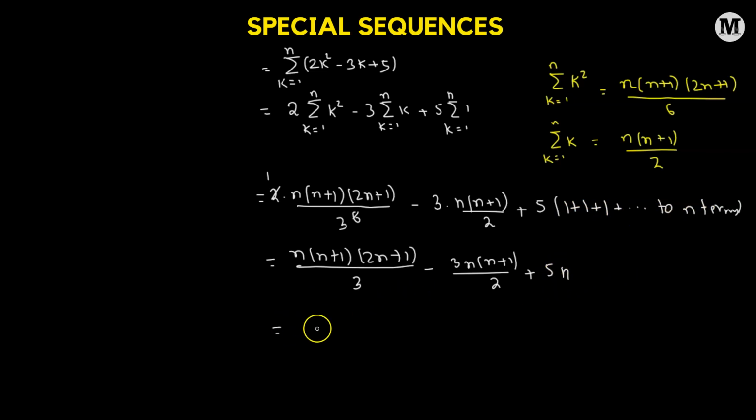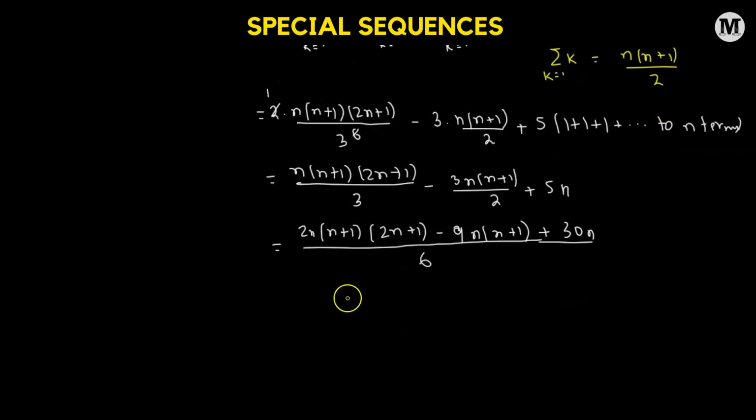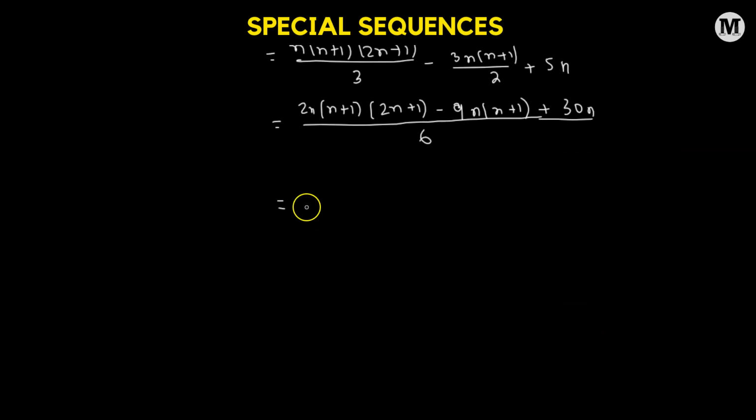Now we're going to add all of these terms. Here the common denominator will be 6. So we have 2 times n multiplied by n plus 1 multiplied by 2n plus 1, minus 9n multiplied by n plus 1, added to 30n. Let's further simplify. The simplification gives us 4n cubed minus 3n squared plus 23n, whole divided by 6. This is the sum up to n terms.